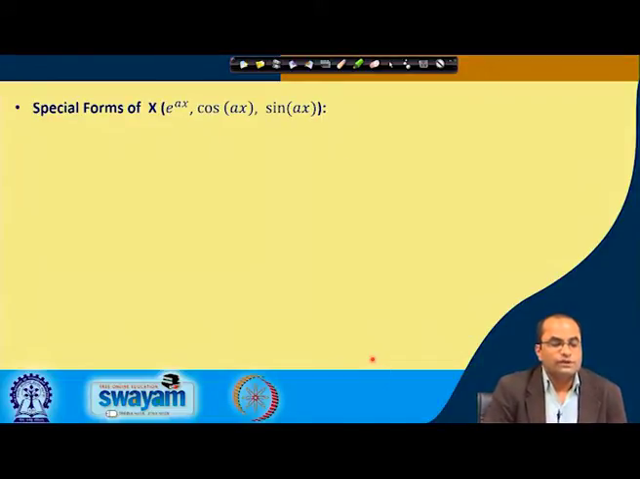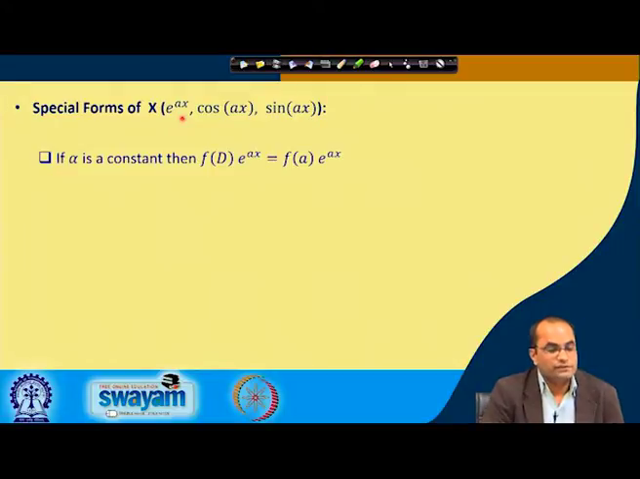Now, we will be talking about some special forms of this X, for instance, e power ax, cos ax, sin ax, etc. In those cases, instead of evaluating this with the help of that integral formula like we have done earlier, we can also directly remember these formulas, and that will be much easier to evaluate in many cases when we have such simple functions on the right hand side.